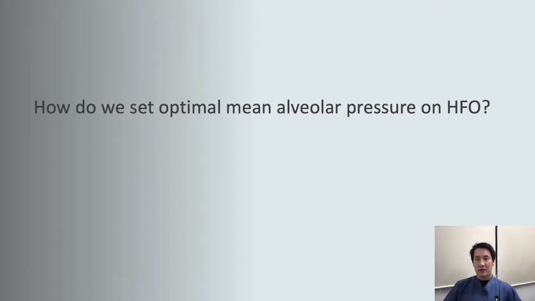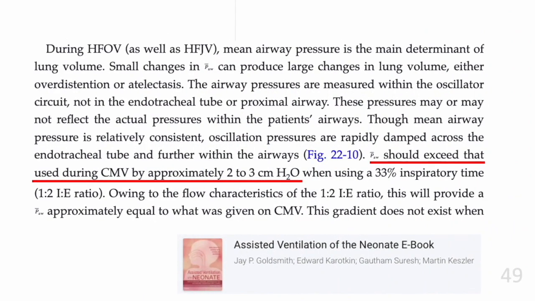Okay, now I'd like to discuss the MAP for a moment: how to determine the appropriate MAP in HFO. This is the reference from a textbook on neonatal ventilation management. It is written that the MAP value should be set 2 to 3 centimeters H2O higher than the setting of CMV. Other papers on HFO also make similar statements. A slightly higher airway pressure than during CMV is associated with adequate lung recruitment.